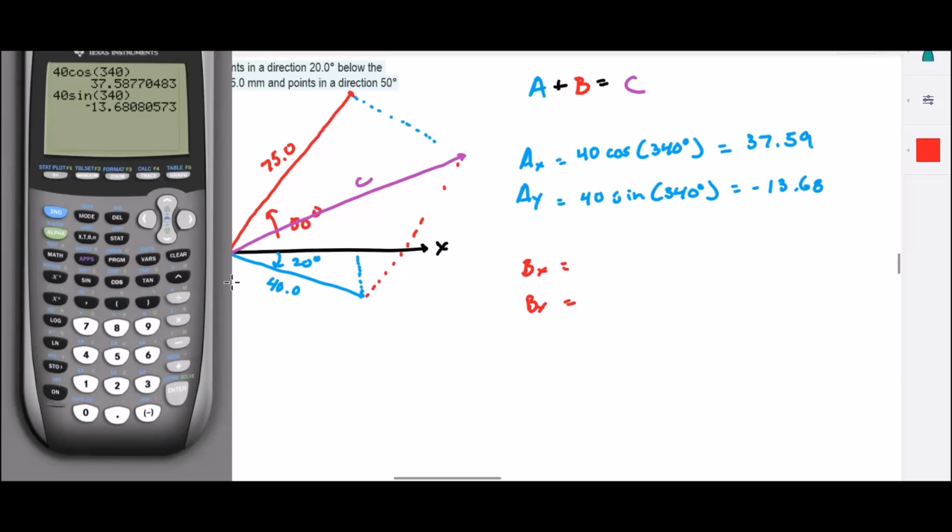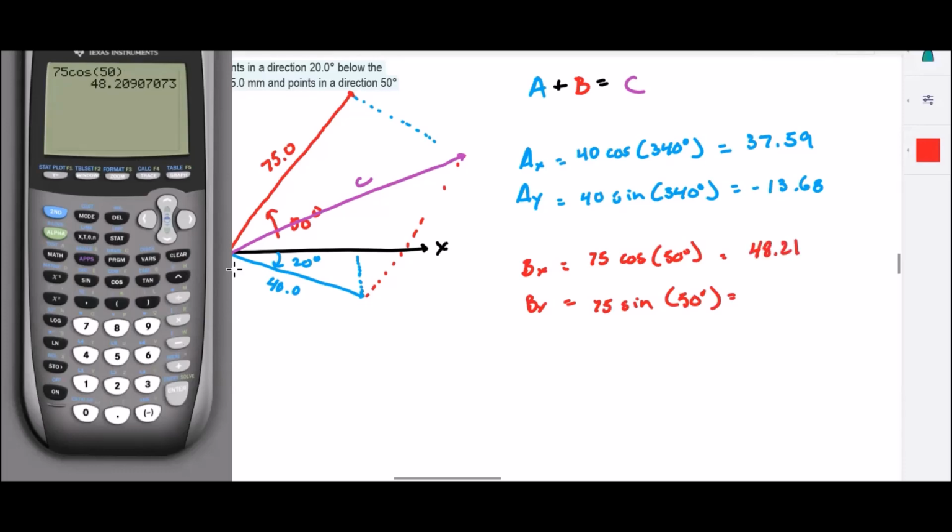For vector b, we're going to have to do 75 times the cosine of 50 degrees to find the x component. And we're going to have to do 75 times the sine of 50 degrees to find the y. So I'll clear that out. Now these should both be positive because I'm above the x-axis, and I already knew I was in the positive x direction, so they should both be positive. Let's see what we get. 75 cosine 50 degrees: 48.21.